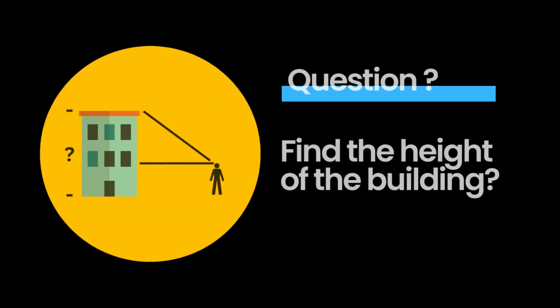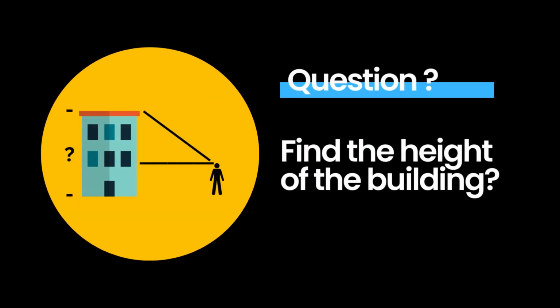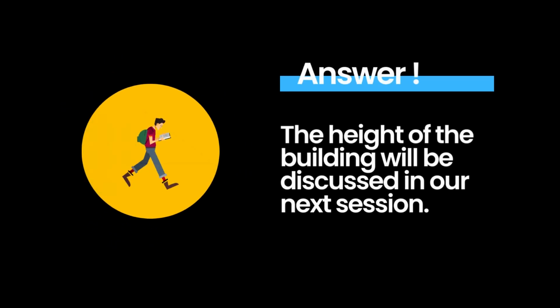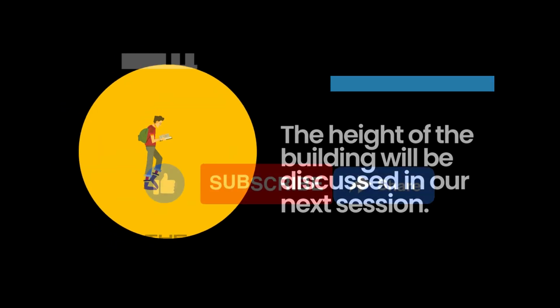In our questions and answers portion, we are going to find the height of a building using what we have learned in this lesson. In this problem, the guy is 6 feet tall. The distance from where he stands to the front of the building is 15 meters. His angular line of sight was determined to be a 60 degree angle. What is now the height of the building? Answers: the height of the building will be discussed and calculated in our next session.